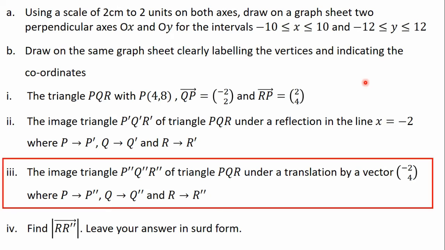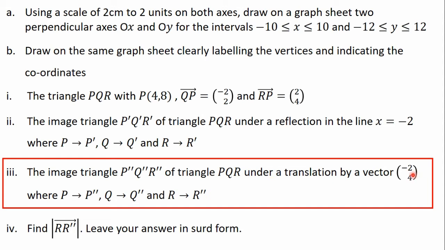So we will begin with B(iii), which says that we should draw the image triangle P'' Q'' R'' of triangle PQR under a translation by a vector (-2, 4), where P maps to P'', Q maps to Q'', and R maps to R''. So we are going to translate the triangle PQR using the translation vector (-2, 4) to get the image triangle P'' Q'' R''.